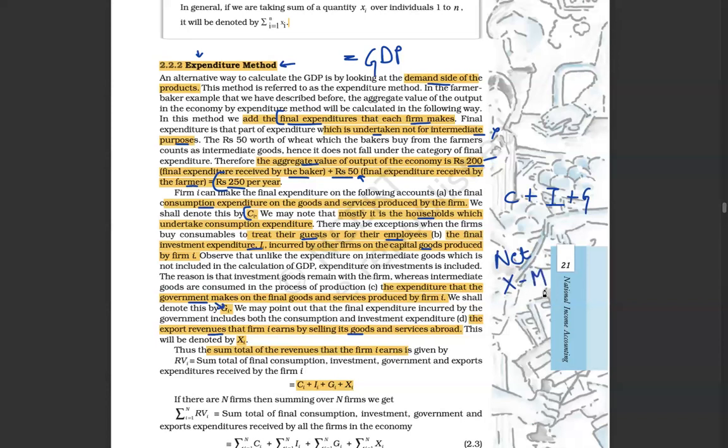तो import अगर हम करेंगे तो हमें कुछ pay करना पड़ेगा, तो इसकी value को subtract करके will get the net exports. So for exports we use the symbol capital X, and for imports use M. So this is the entire fourth component of the GDP calculation via the expenditure method.